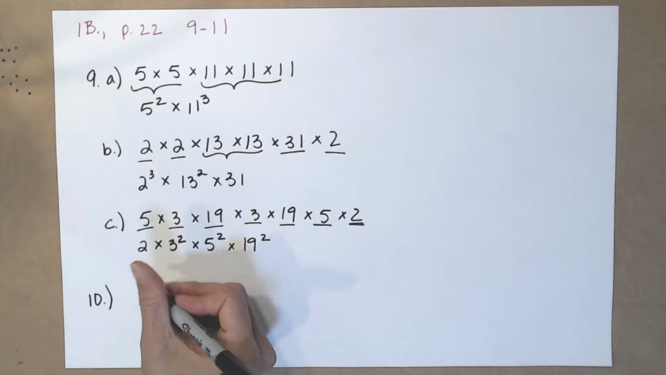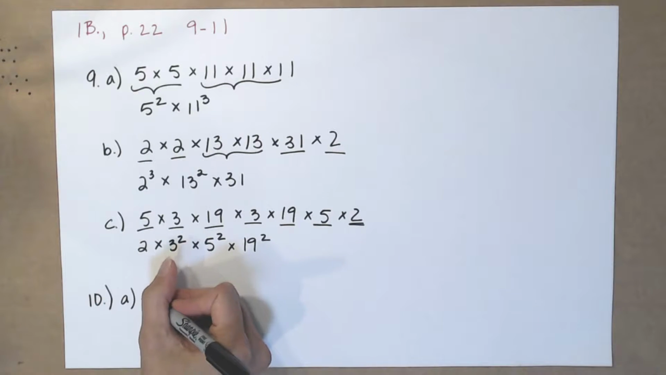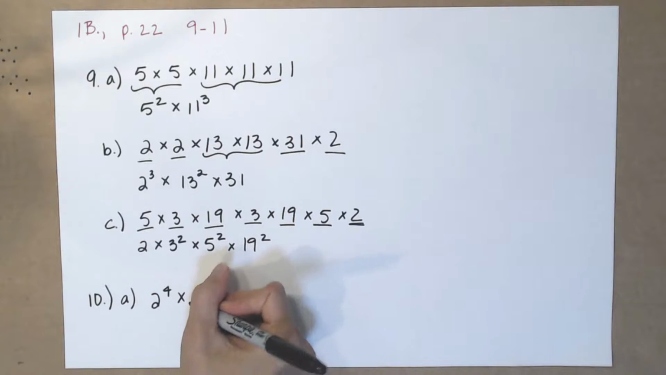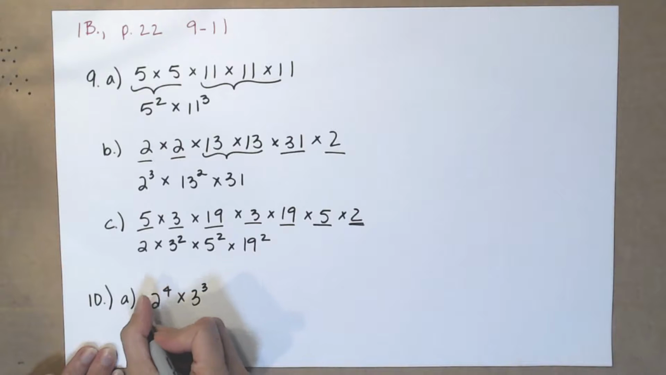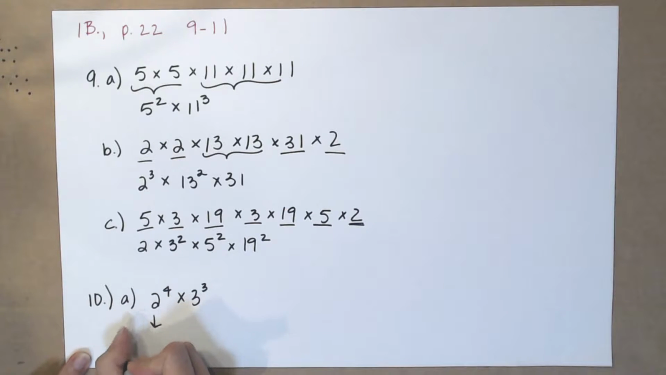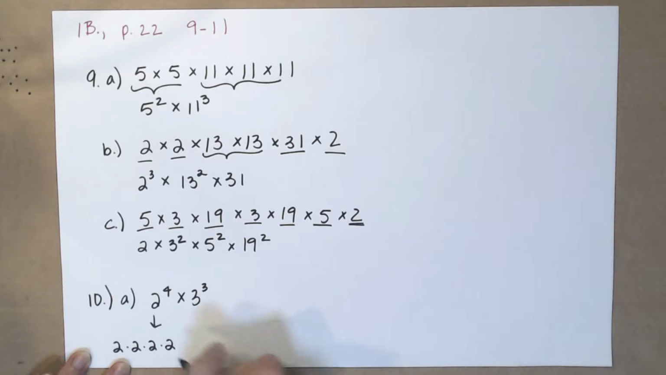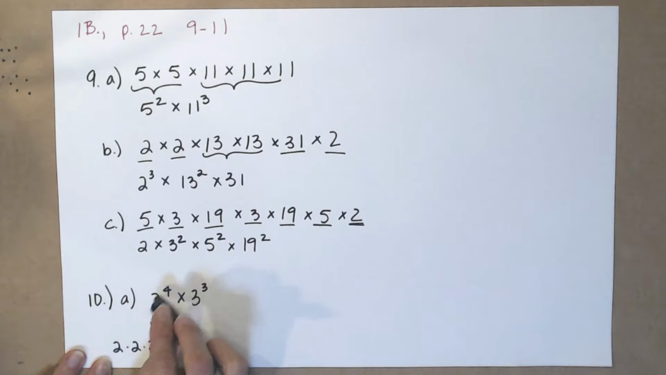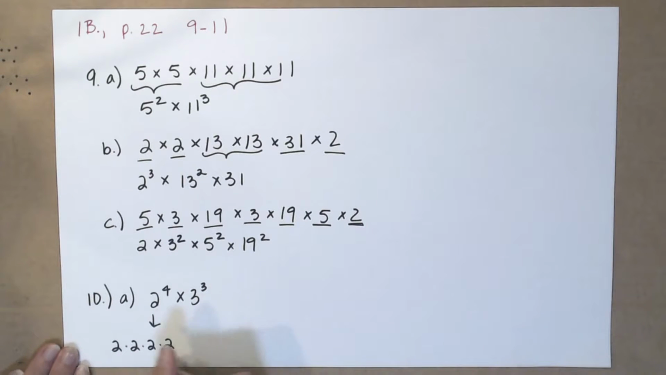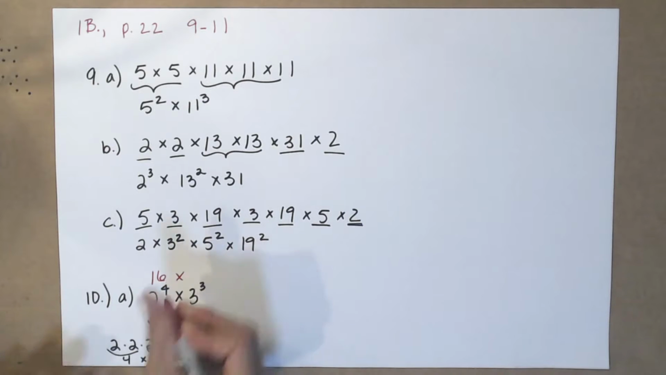Find the value of the following. So 10 part A, 2 to the fourth times 3 to the third. So first let's do 2 to the fourth. 2 to the fourth means 2 times 2 times 2 times 2. You're taking the base 2 and multiplying by itself 4 times. Easy way to evaluate this is say 2 times 2 is 4, this 2 times 2 is 4. Multiply that together, 16. So 2 to the fourth is 16.